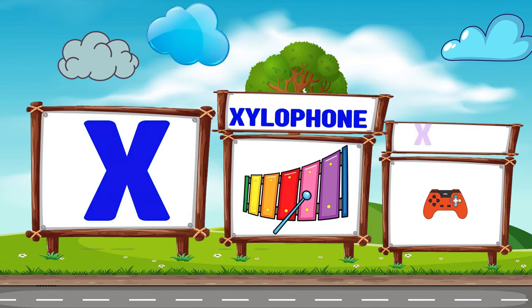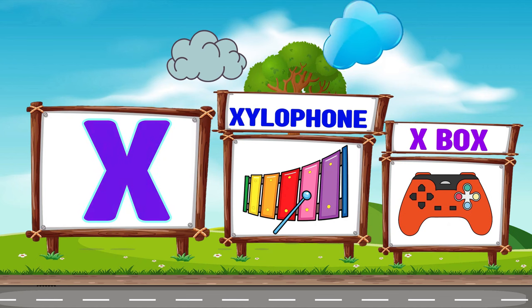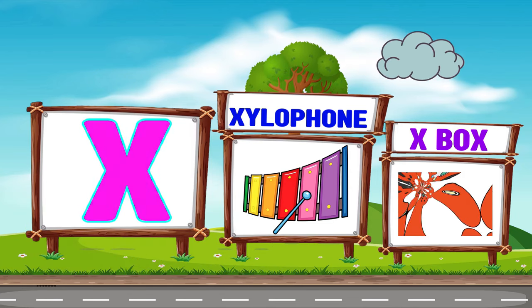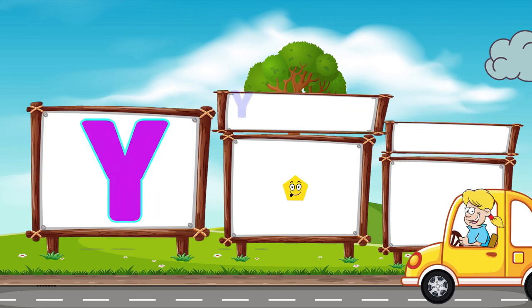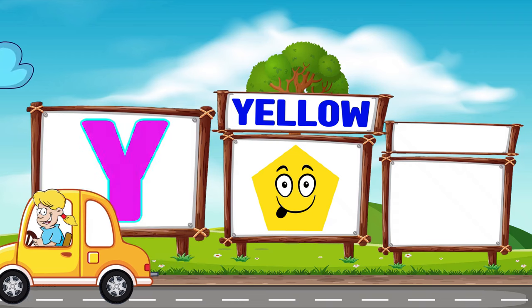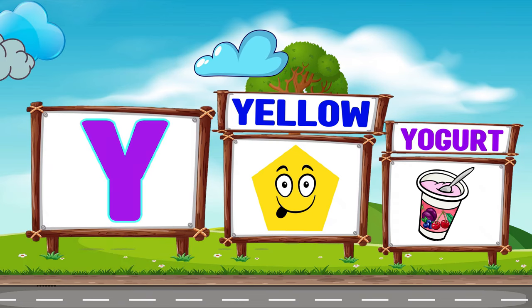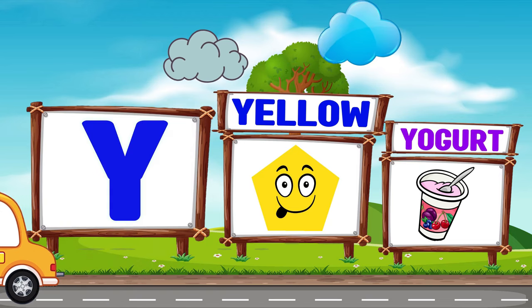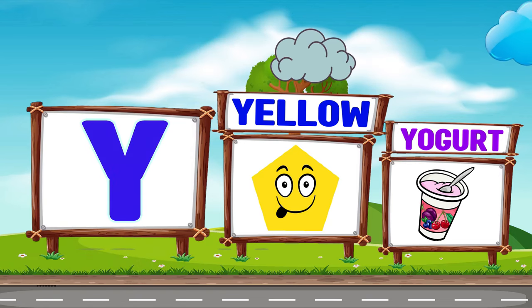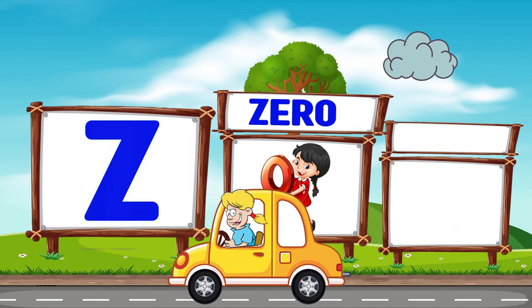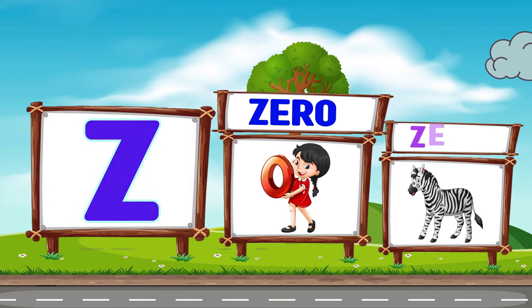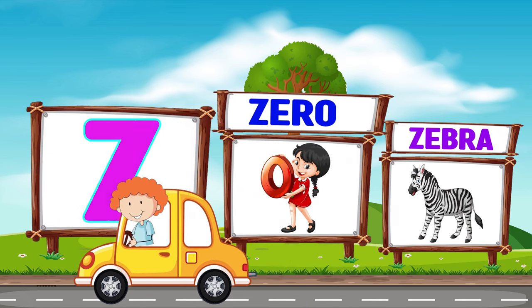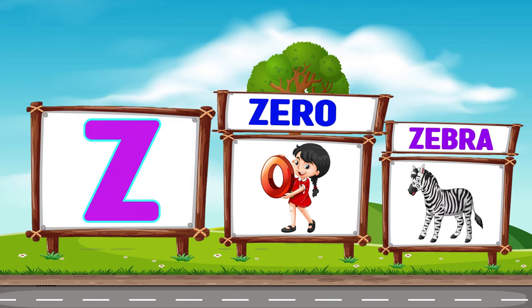X is for Xbox. X is for xylophone. X is for Xbox. Y is for yellow. Y is for yogurt. Z is for zero. Z is for zebra.